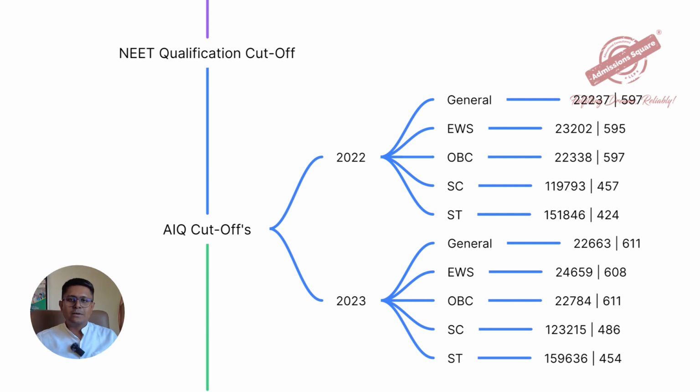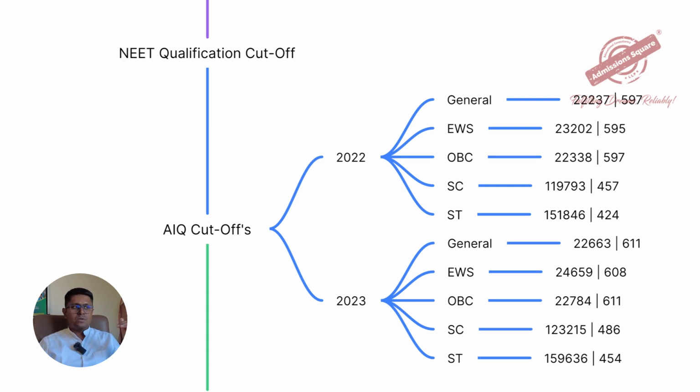In 2023 an SC candidate had secured 486 with a rank of 1,23,000, whereas an SC candidate at rank 1,19,000 got a seat in 2022. So you can see the increase in score from 457 to 486, and also the difference in rank of more than 1000. An ST candidate in 2022 at 424 got a seat at rank 1,51,000, the last cutoff, whereas in 2023 it was 454, a 30 marks difference, and the rank difference is 1,59,000, more than 8,000 ranks.